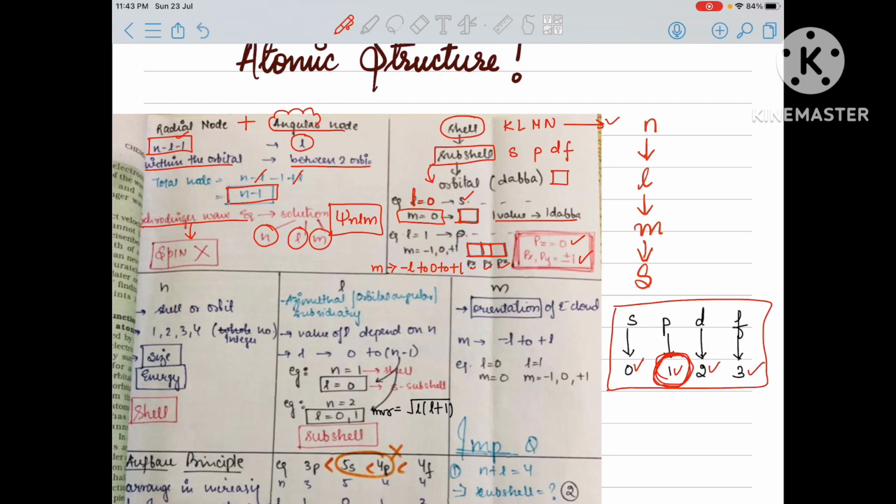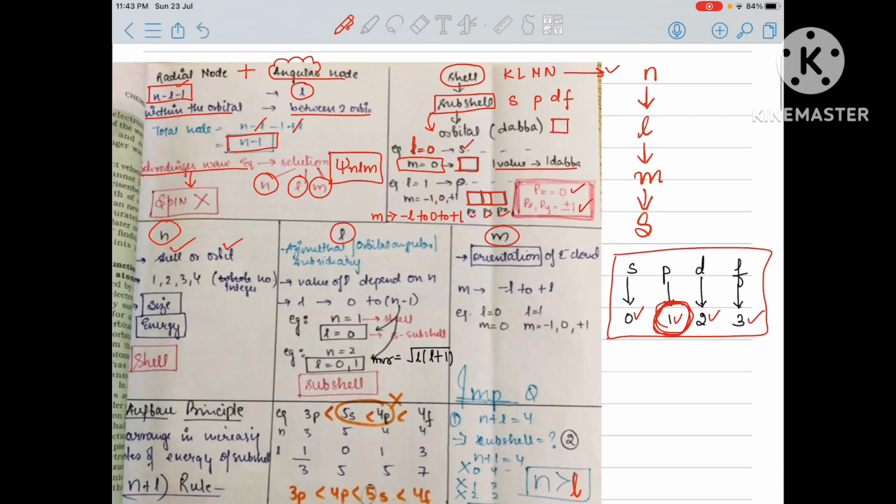Moving on to very important n, l and m, a very quick revision of this. n represents the shell or the orbit. It can be any integer 1, 2, 3, 4 and so on. According to NCERT, n represents the size and energy of the shell, right?